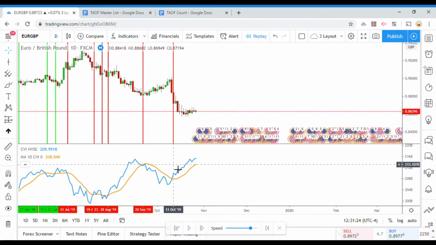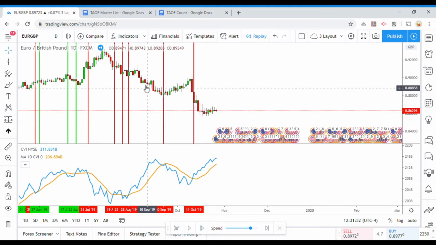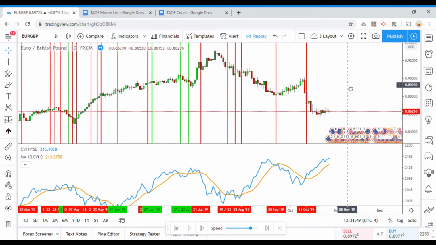I'd like to say that this is one of those indicators where up is down and down is up, because here the price action is going down, the indicator is going up. Here, price action is going up, the indicator is going down. Here, the price action is going down, the indicator is going up.